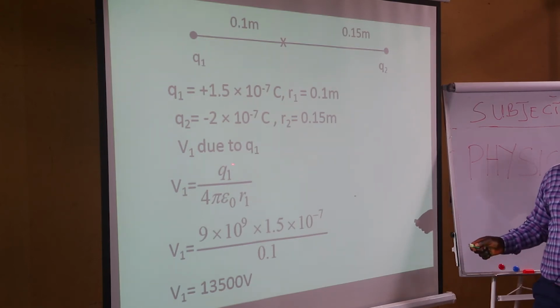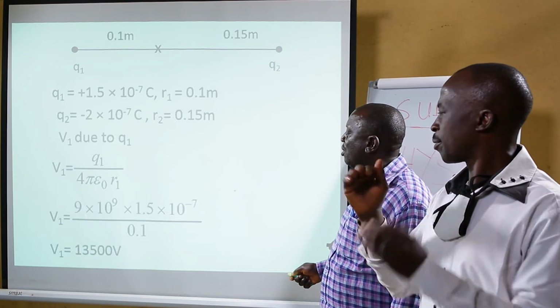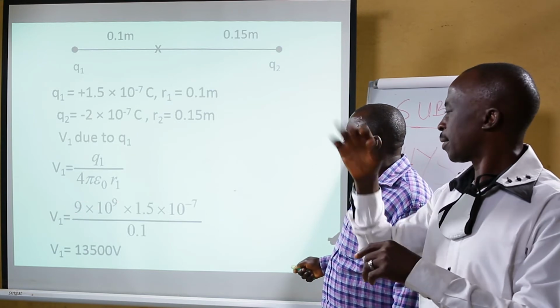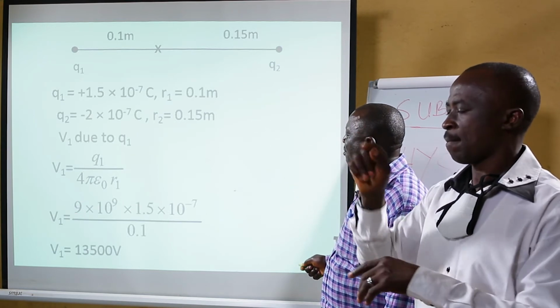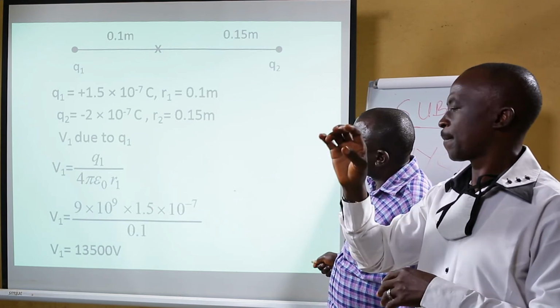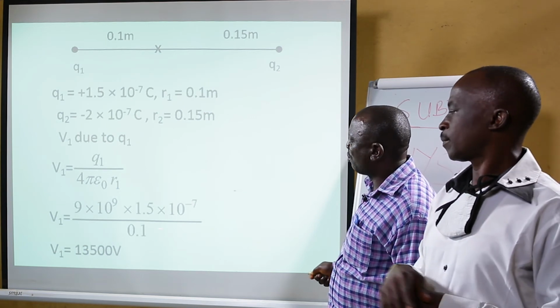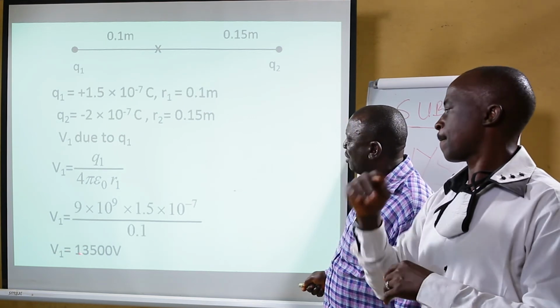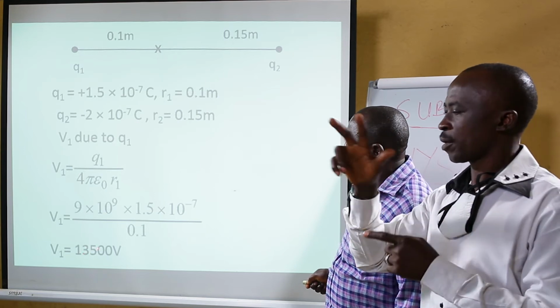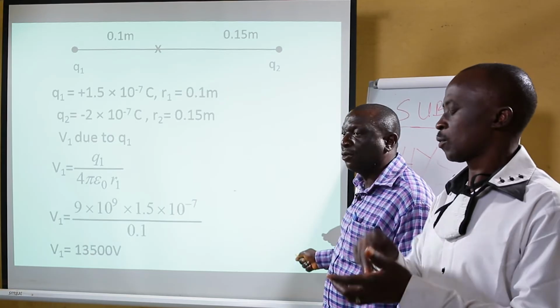Now, calculating V1 due to Q1, we will have V1 equals Q1 over 4 pi epsilon naught R1. So V1 will be equals to 9 times 10 raised to power 9 times 1.5 times 10 raised to power of minus 7 over 0.1. And V1 will be equals to 13,500 volts.